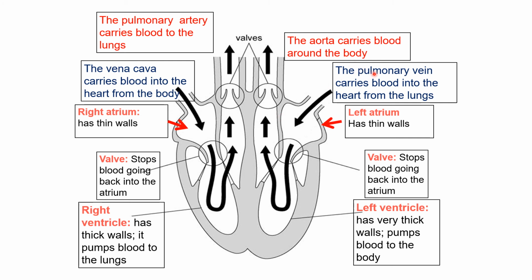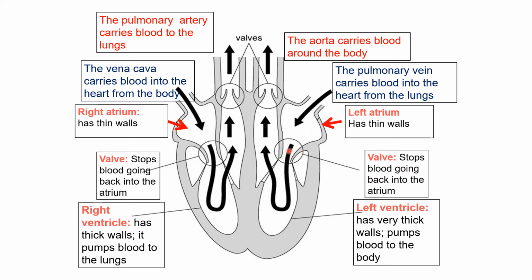Okay, so the pulmonary vein carries blood to the heart from the lungs. So we've got the left atrium, it goes down through a valve to the left ventricle and up through the aorta to carry blood around the body. Now the valves are there to stop blood going back into the atrium, because we do not want our blood flowing backwards. We have a very complicated system. If our blood started flowing backwards, it would not be good. So that's the reason we've got valves.